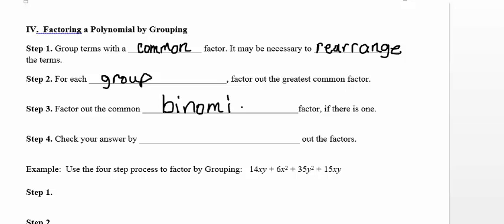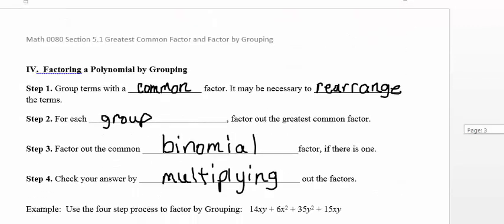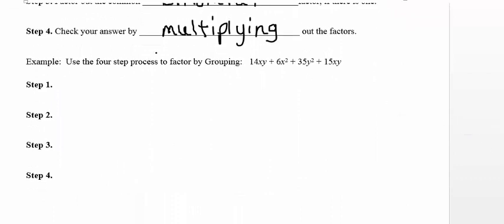Now, in our previous example, our factor was always a monomial. Now our common factor, once we do step 1 and 2, is going to be a binomial factor. And again, we can check our answer by multiplying out the factors. The check is going to be optional, but it is always something you can do to see if your work is correct. So let's use this 4-step process to factor this polynomial by grouping.